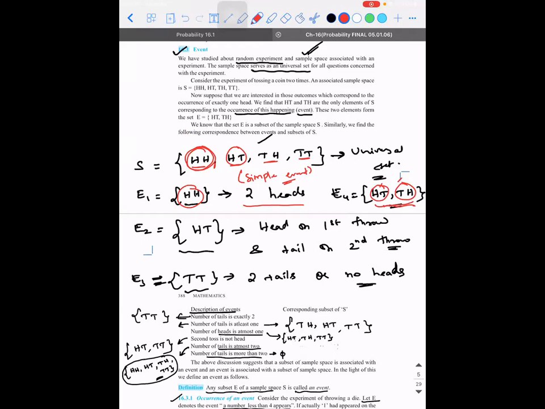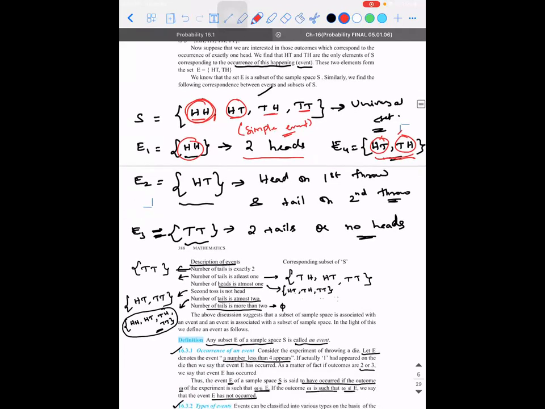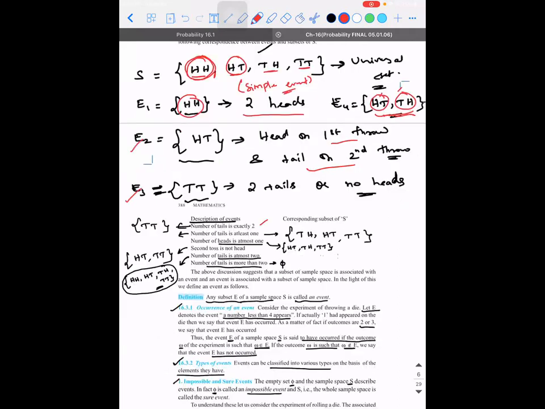Sir, and E2 is a simple event, sir. Yes, E2 is a simple event because head on first row, tail. So E2 is a simple event, E3 is a simple event. Number of tails is exactly 2 is a simple event. So except that, everything else is a compound event. So that's what the example says.